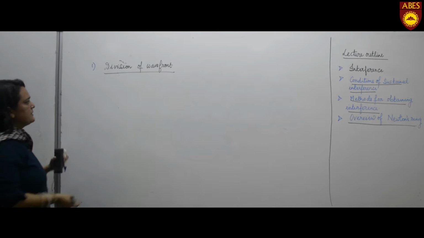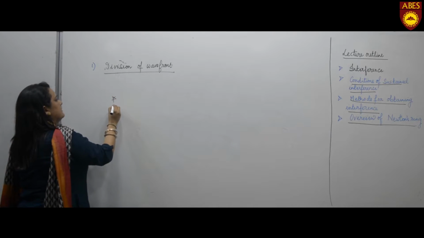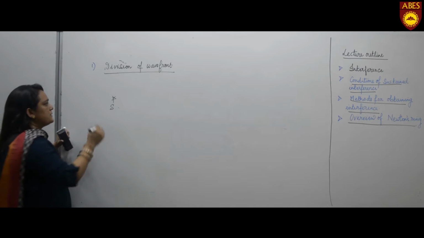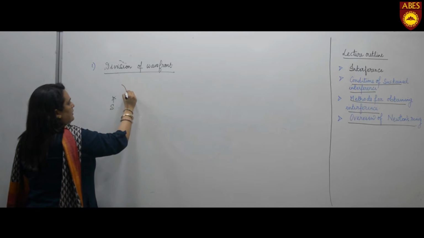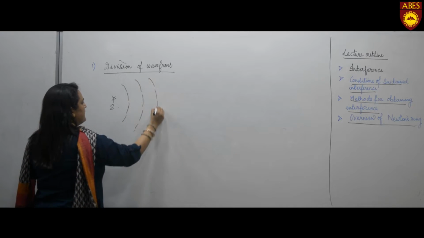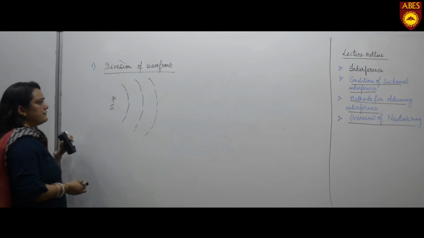Now in this concept, what we need to do, suppose we have any source which is a monochromatic source. According to Huygens construction, your primary wave fronts will proceed in the form of spherical wave fronts.